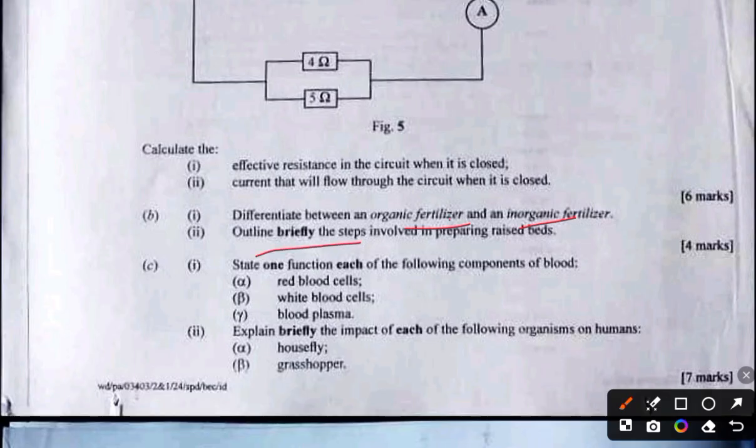Then the next question is, outline briefly the steps involved in preparing raised beds. The first thing you do is choose a location. Then you clear the vegetation and weeds that are around. Then you gather all the materials you will need to construct the raised bed, such as wood, compost and so on. You loosen up the topsoil and dig a path around the area so that water can flow through. Then break up large lumps of soil, remove all roots and stones.